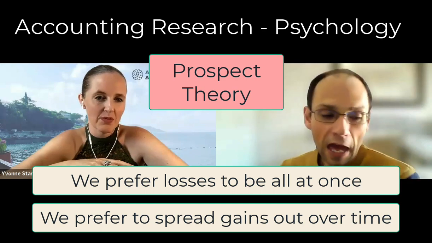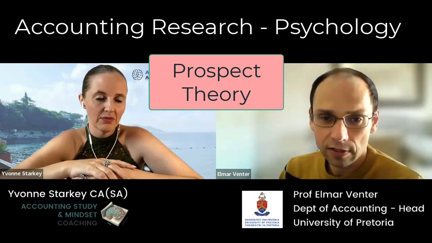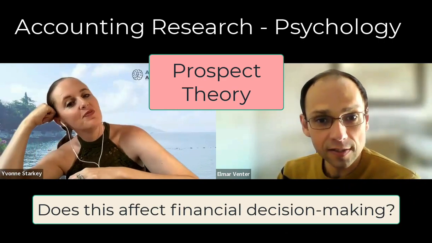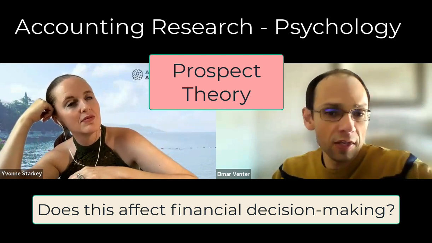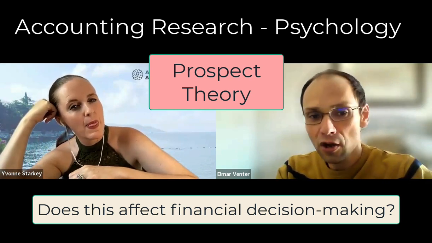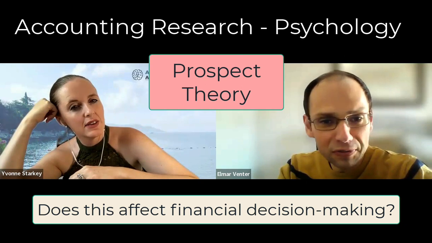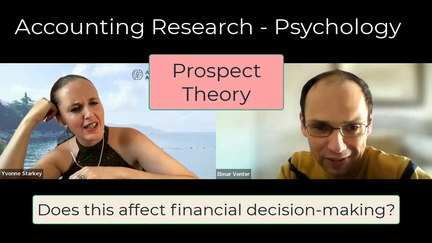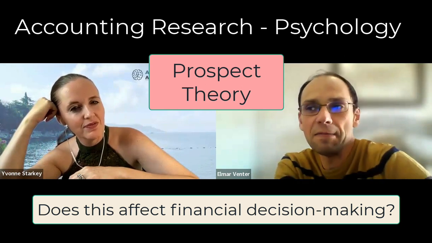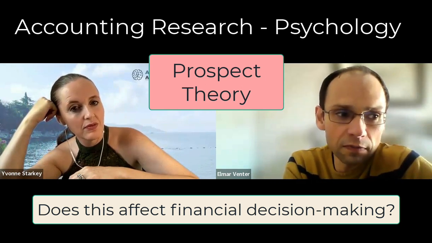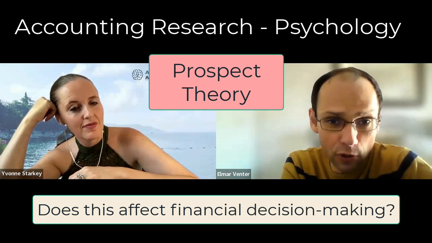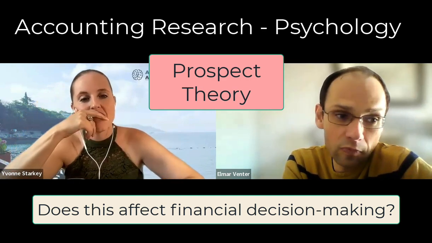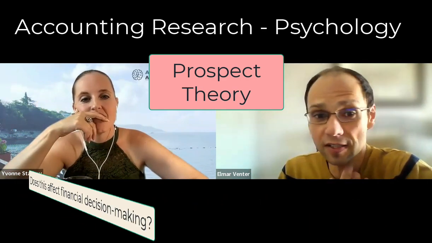And so what some of the accounting literature has looked at is how this affects investors' decision-making, for example, on things like OCI recycling things in and out. Those are just book transactions, moving things around. And we find that the way investors process these things actually does have an impact on their willingness to invest.